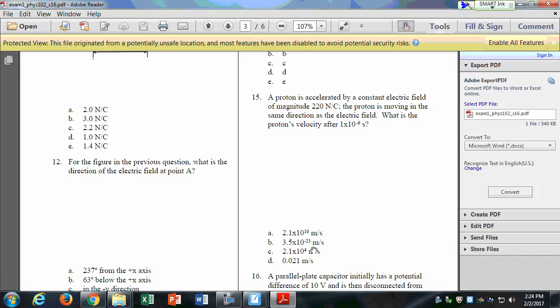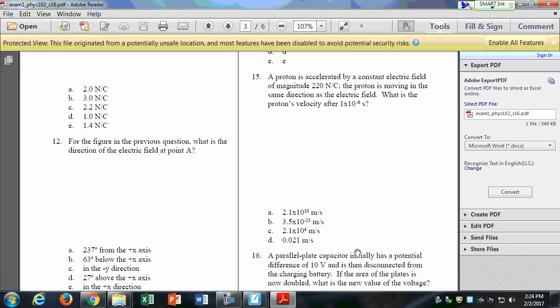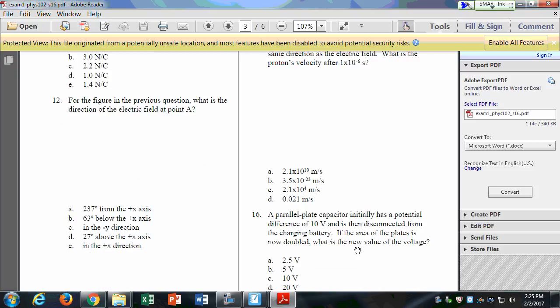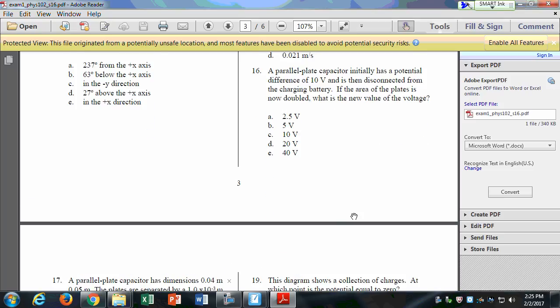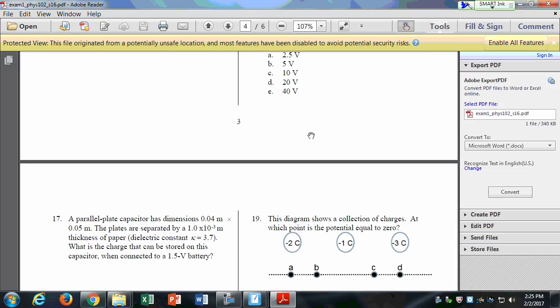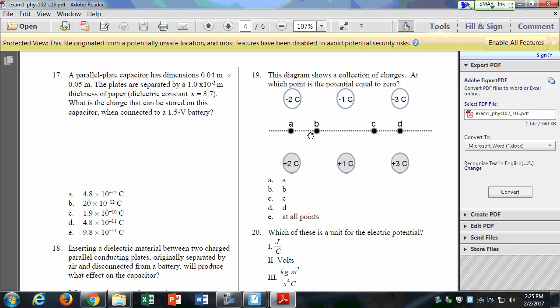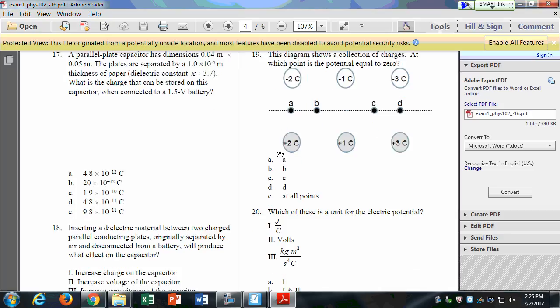You need to be able to do some basic kinematics. We had that kind of stuff in homework. If you see anything with capacitors, it's not going to be on the test. It might even be interspersed with some of the potential problems. So if you get to capacitors, look past that and see if there are any other potential problems.